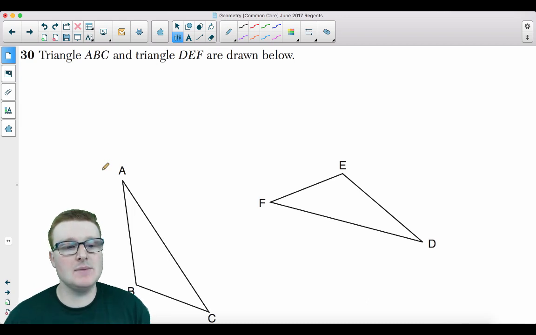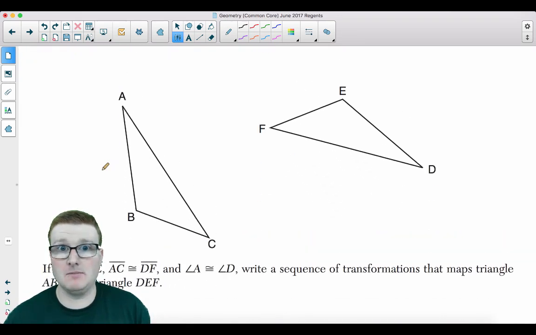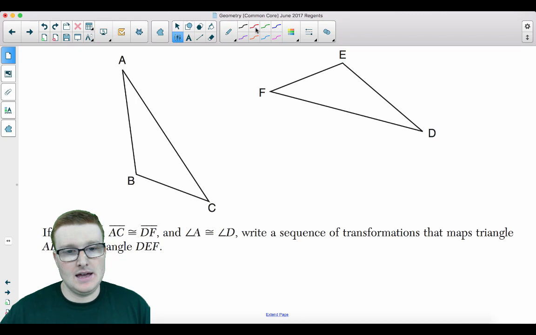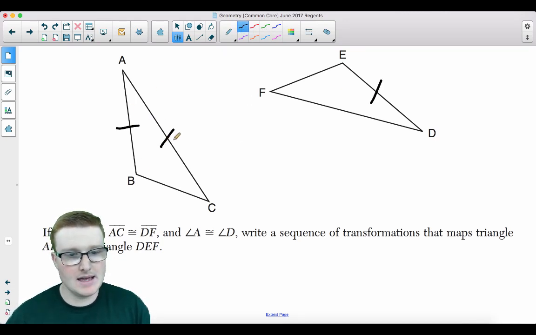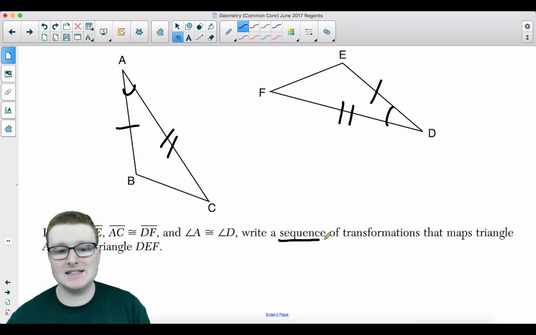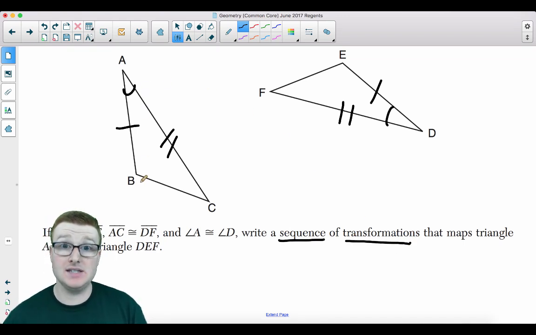Triangle ABC and triangle DEF are drawn below. Great. If AB is congruent to DE and AC is congruent to DF and angle A is congruent to angle D, write a sequence of transformations that maps triangle ABC onto triangle DEF.